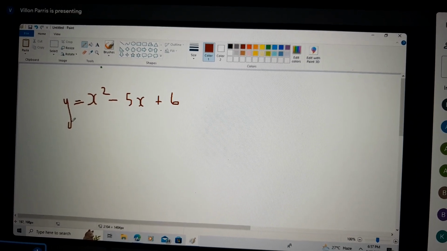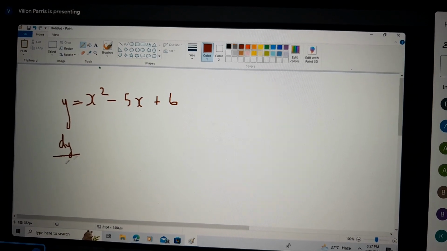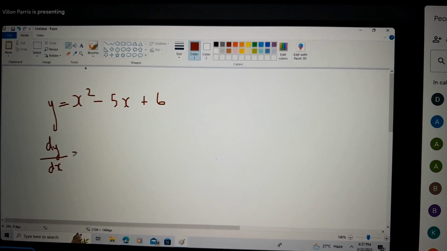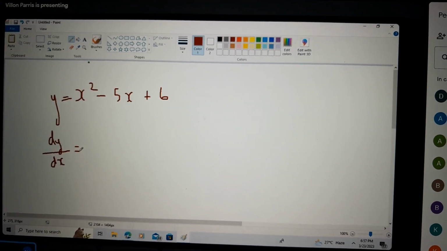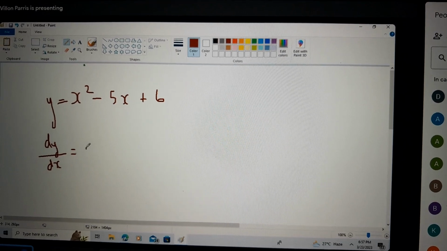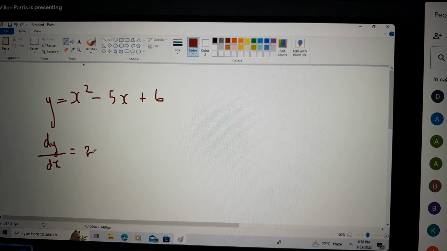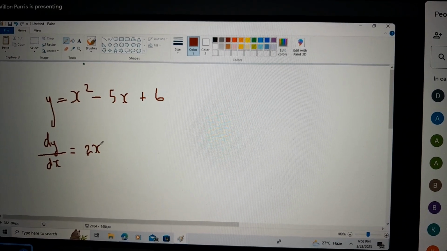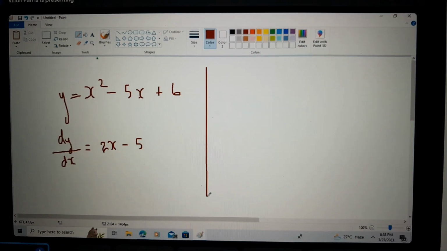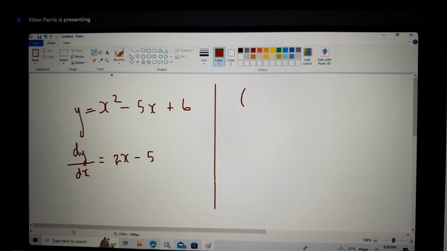Now, when we differentiate this function, we get the gradient function. Can someone tell me what the gradient function is? So 2x minus 5. It is 2x minus 5. Very good. Good. So let's pretend we did not know.